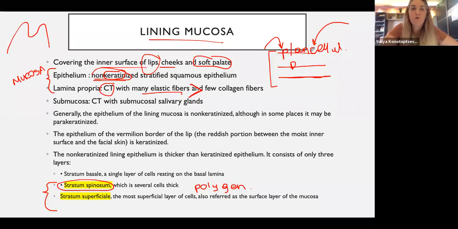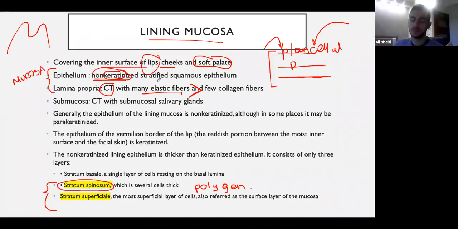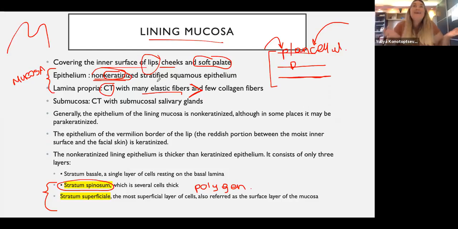Could you tell me where I have keratinized stratified squamous epithelium? In the skin. Your epidermis, the top layer, is stratified squamous keratinized epithelium. It's dead. This tissue right here is dead. Now, in your lining mucosa, it's alive. It doesn't have keratin, and instead it has nuclei. So is it clear?